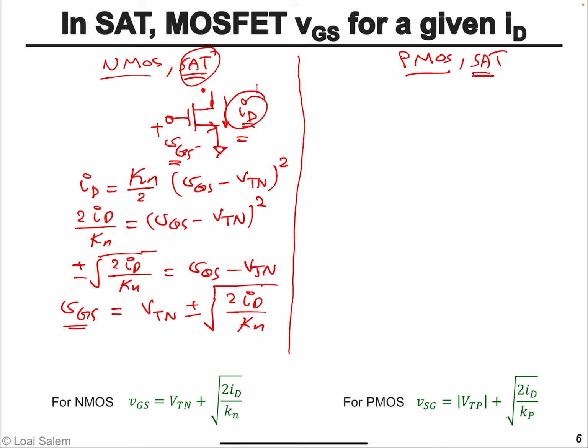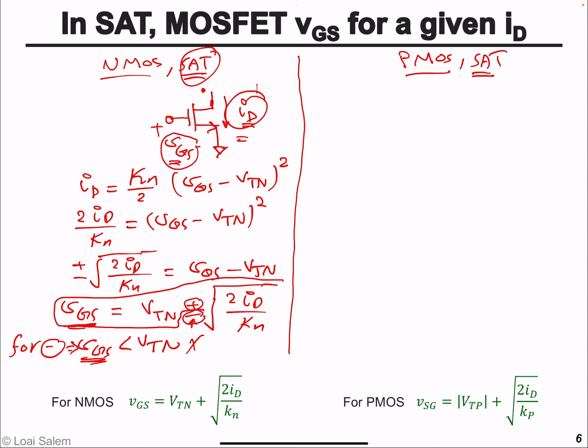Now we have two solutions. Which solution should we select, the positive solution or the negative solution? Well, if we select the negative solution, this means the VGS value is going to be less than VTN. This would mean that the gate to source voltage of the transistor is lower than its threshold voltage, which means it's off. So that's not valid. The only valid solution is the positive solution, VTN plus the square root of 2ID over Kn, which is given by this equation.